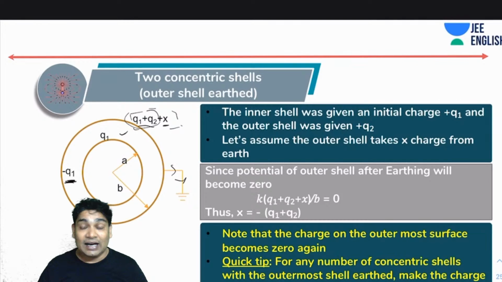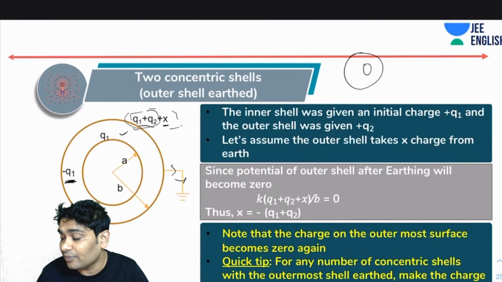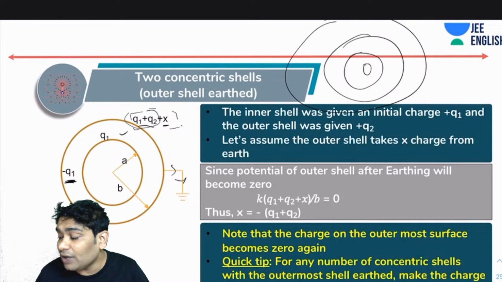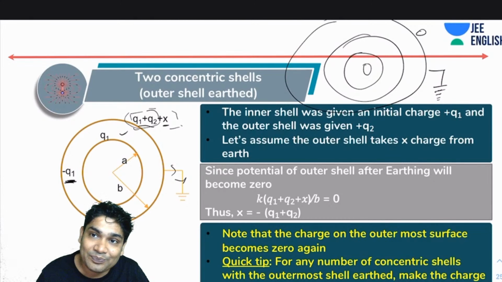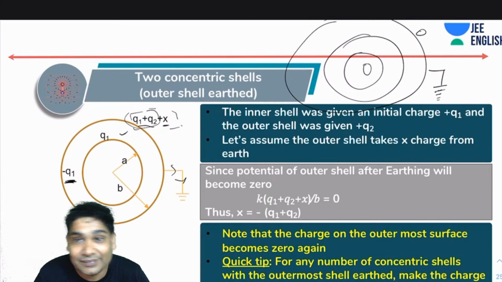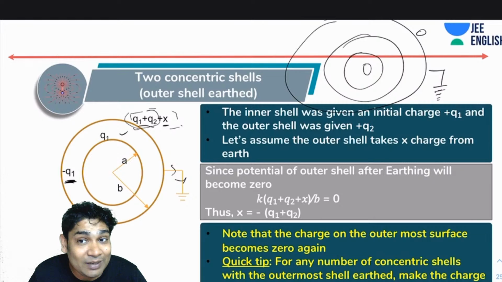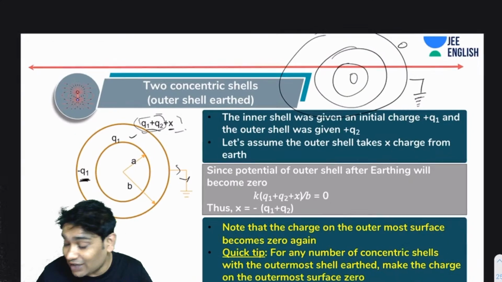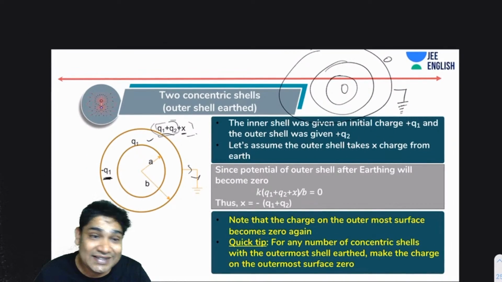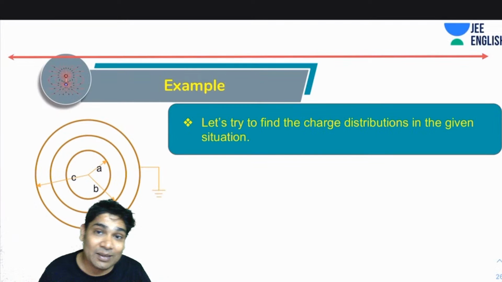So what you realize is that whenever you connect the outermost shell of any number of shells to earth, you can have any number of shells like this. The charge on its outer surface will always become zero. Remember that, that's a quick tip. Know that the charge on the outermost surface becomes zero. So for any number of concentric shells with the outermost shell earthed, make the charge on the outermost surface always zero. You don't even need to think about this.